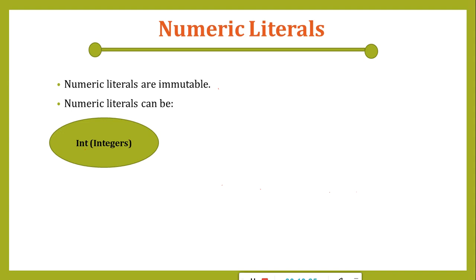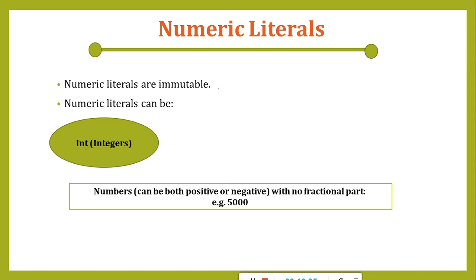The very first is integers. Int is the word that we use in Python, and its meaning is nothing but integers. So what exactly are integers? They are numbers that can be both positive as well as negative with no fractional part. No point value should be there, no fractional part. Those values are completely treated as integer values. An example is 5,000. If we represent 5,000 with no fractional part, it is simply treated as an integer literal.